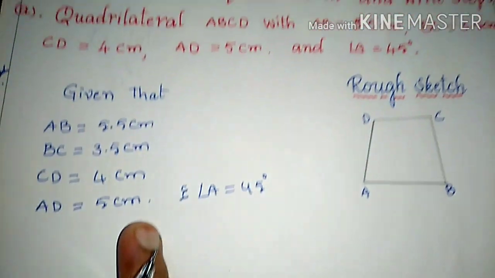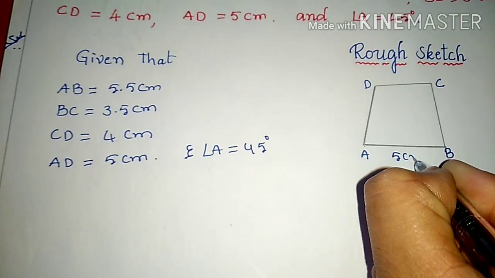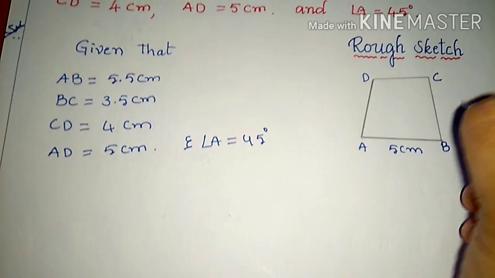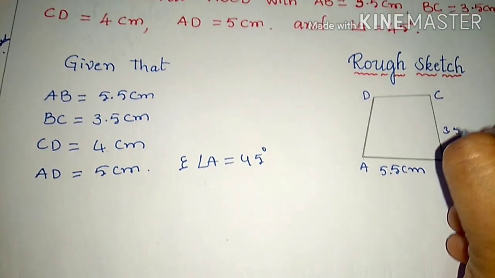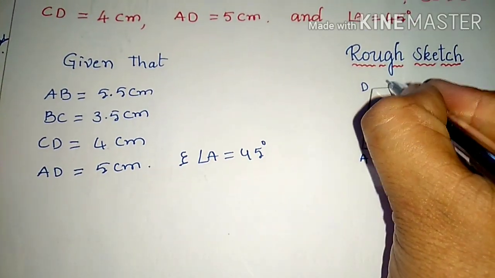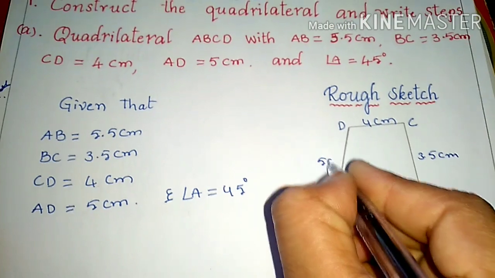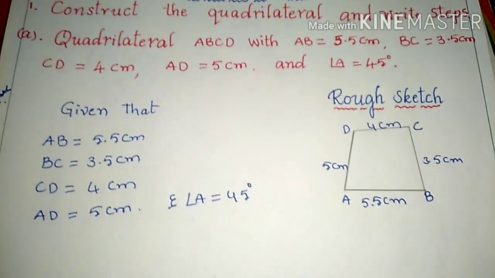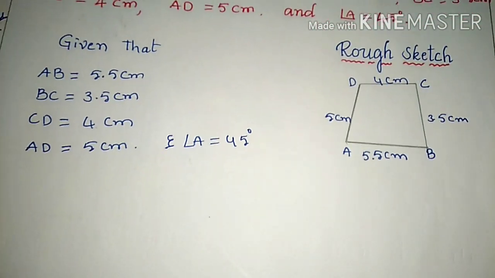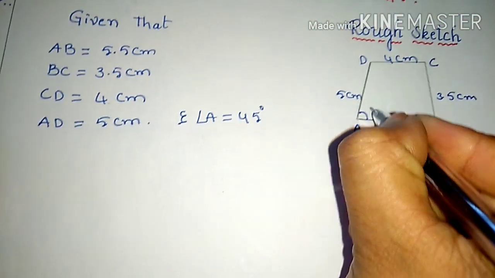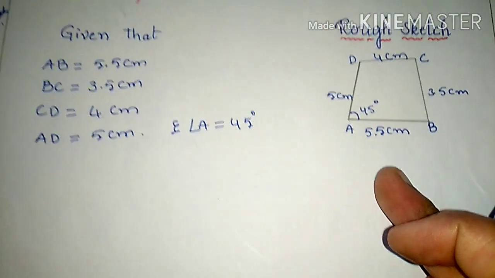In this problem, these are the given measurements. AB equal to 5.5 centimeters, BC equal to 3.5 centimeters, CD equal to 4 centimeters, AD equal to 5 centimeters. So it is a simple closed figure of a quadrilateral. Here angle A equal to 45 degrees is given. It is a rough diagram. Just draw the rough diagram.